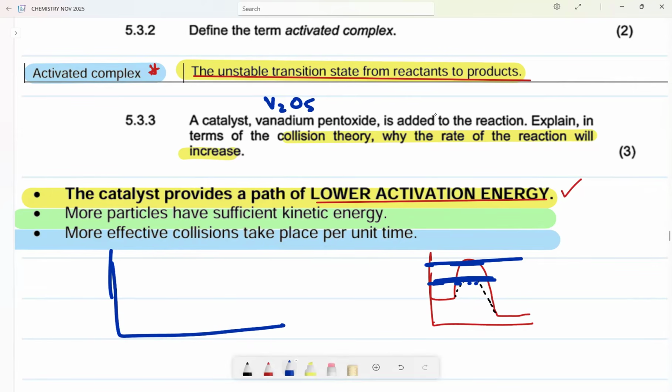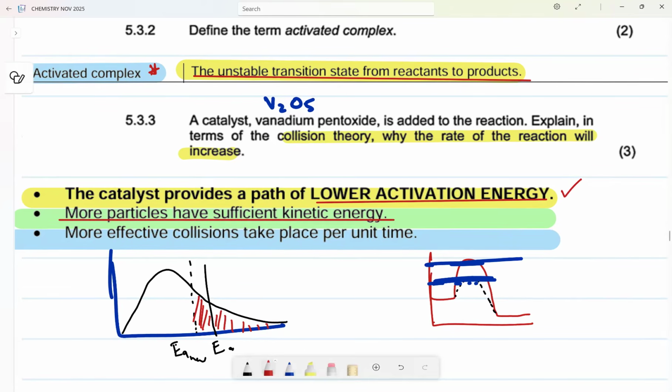Or we can use the Maxwell-Boltzmann distribution curve to show that if I had a graph like this, and let's say this is my EA, and then I shift my EA here. When I shift my new EA here, can you see that instead of having these particles being sufficient, we will now have these. So another thing is that more particles will have sufficient kinetic energy, that is, energy greater than or equal to the activation energy.